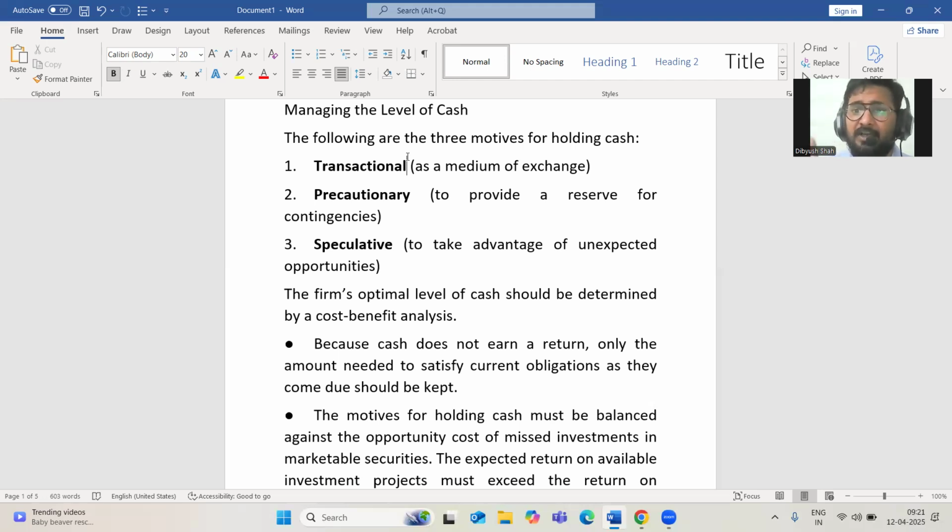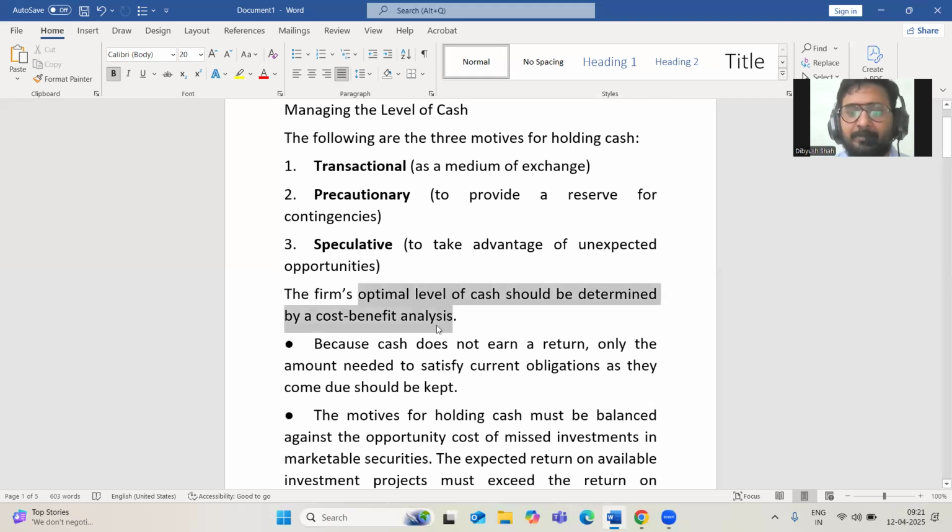So first of all, there are three primary reasons for holding cash, as highlighted: transactional, precautionary, and speculative, and their goals are different. Transactional generally is for a medium of exchange. Cash is the primary medium of exchange that we use. Precautionary as a form of reserve for uncertain times, contingency, and speculative to take advantage if any unexpected opportunities present itself.